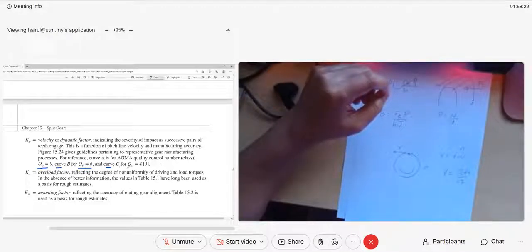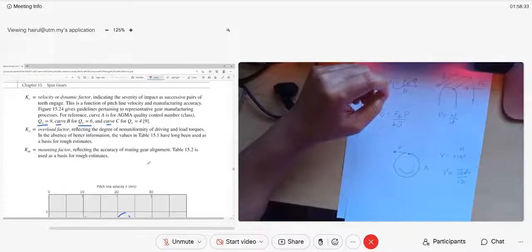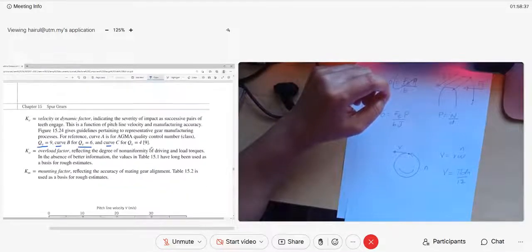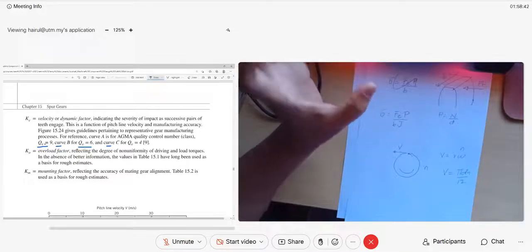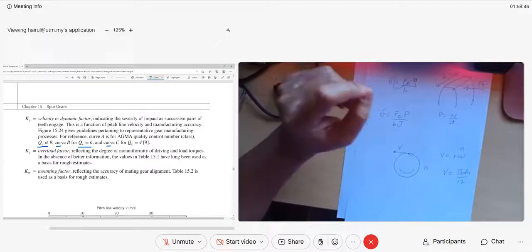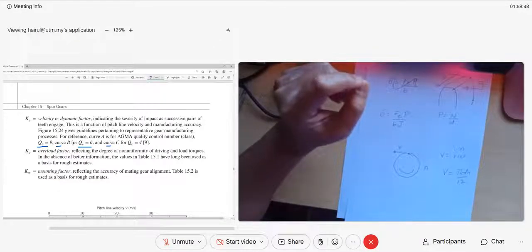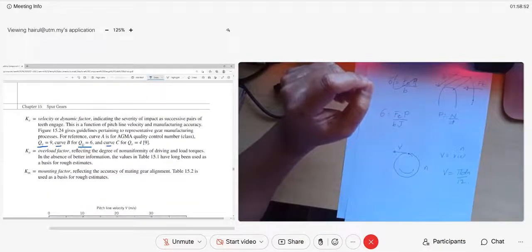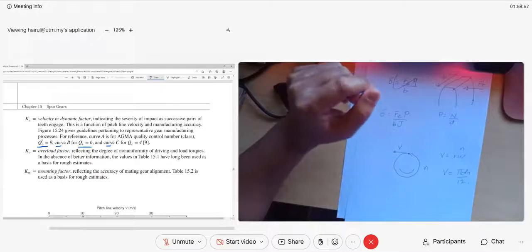QV6, curve C. QV4, 9 in bracket. What does 9 in bracket mean? It means there is a reference. Usually QV9, this is a curve, quality control number from ACMA. Now, sometimes I mention this. QV9, you use curve B. This is high quality. QV9, curve B. For QV6, curve C.